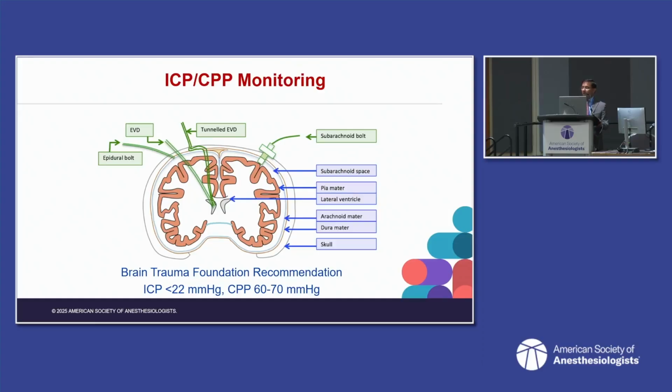This type of device is commonly used in patients with traumatic brain injury, and according to the current Brain Trauma Foundation guidelines, which are based on not necessarily the best quality evidence, the recommendation is to maintain the intracranial pressure below 22 millimeters of mercury and maintain the cerebral perfusion pressure in the range of 60 to 70 millimeters of mercury. Now, as is easy to identify here, these monitors are invasive, and they may not be used in all types of procedures in all types of circumstances.